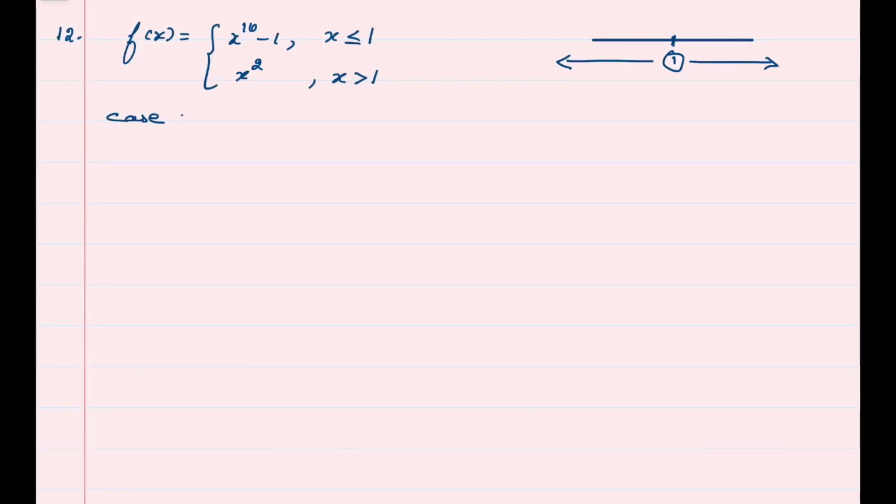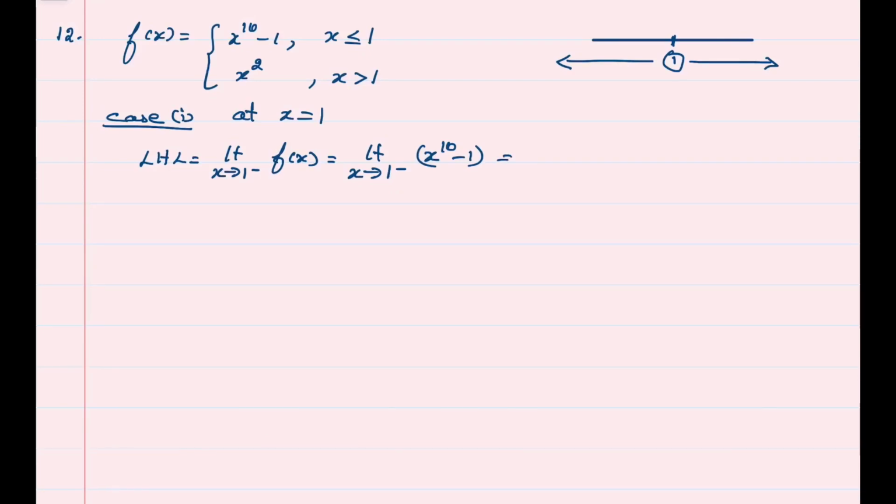Case 1, at x equal to 1. We need to do LHL and RHL for 1. LHL is limit x tending to 1 minus f of x. For 1 minus, we will use the less than 1 definition, which is x raised to 10 minus 1. It is a polynomial. Directly we will substitute the limit value. 1 raised to 10 minus 1. 1 minus 1 is 0.